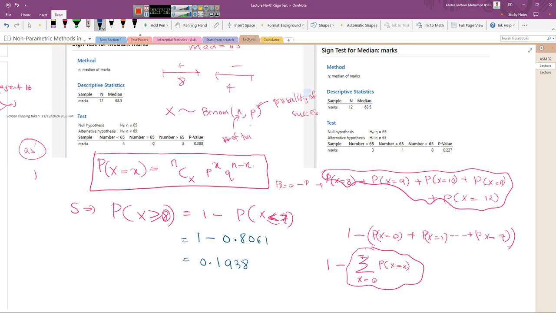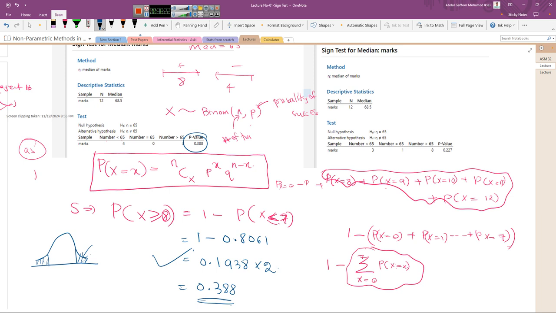This is the probability of one tail. If you consider this, it has given the probability for only one tail, but I need the two-tail probability. So if you want the two-tail probability, I have to multiply this by 2, and this will give you approximately 0.388.